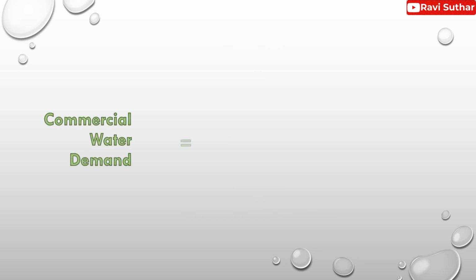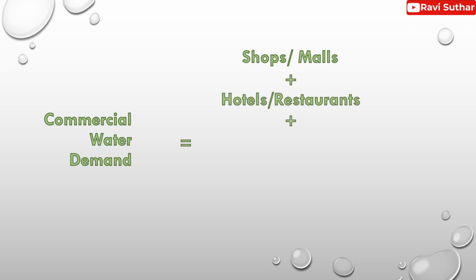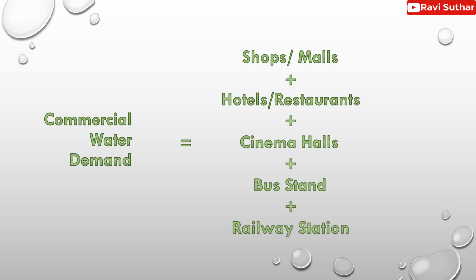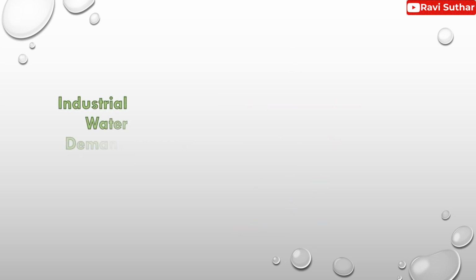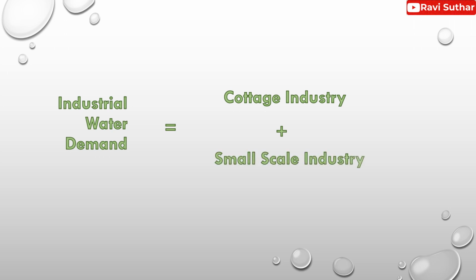The third type of demand is commercial water demand, which is generated by all the commercial activities in a city or town. These are shopping centers and shopping malls, hotels, restaurants, cinema halls, bus stands, or railway stations. The fourth and last type of demand is industrial water demand. Here we are considering the cottage industry and the small scale industry. The large industries are not considered here because they are not part of any city water supply system.